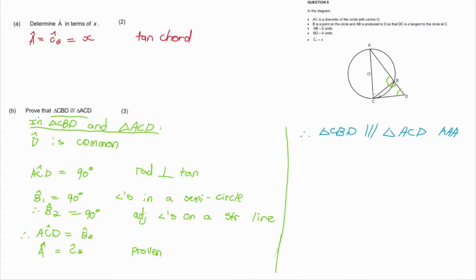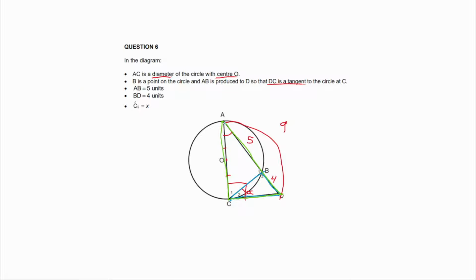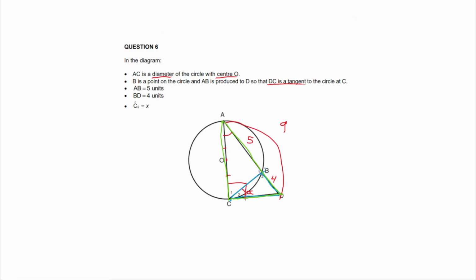So we've just proven this, so in C we need to keep in mind that the triangles are similar. So we know AB, let's work with the big triangle. We know AB is 5, BD is 4, and AD is 9. Let's not forget that. Now they say determine the length of tangent CD, this thing over here. So we have AB, BD, and AD.